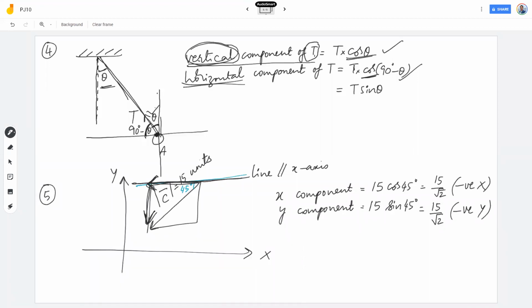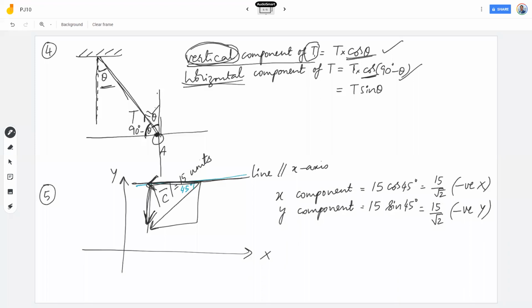Get it? It is not 15 root 2, it is 15 by root 2. Maybe it's a typo. Amreen, it's not 7.5. 7.5 is 15 by 2. No. This is 15 by root 2, which is 7.5 root 2. Yeah, correct.